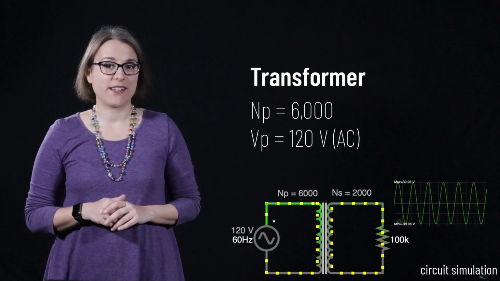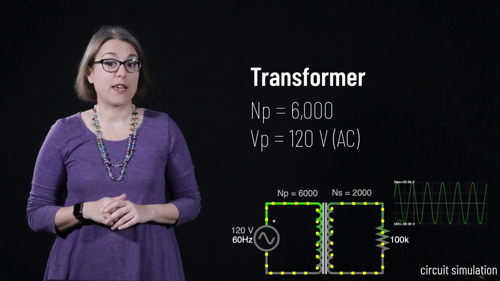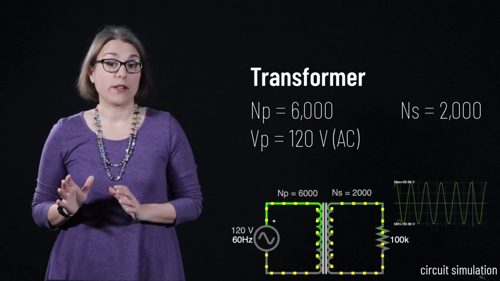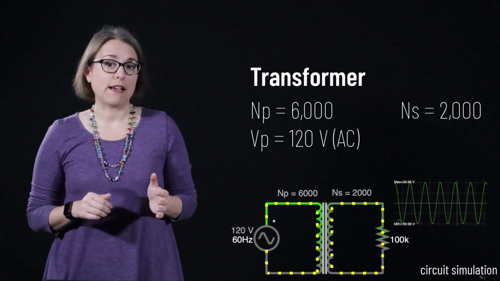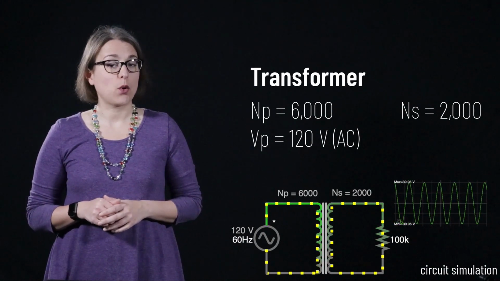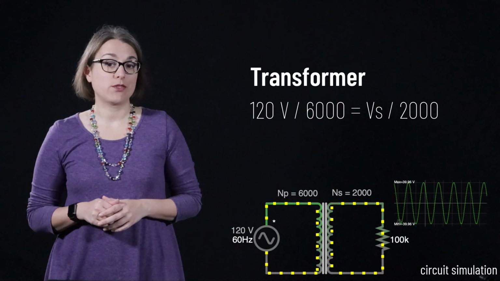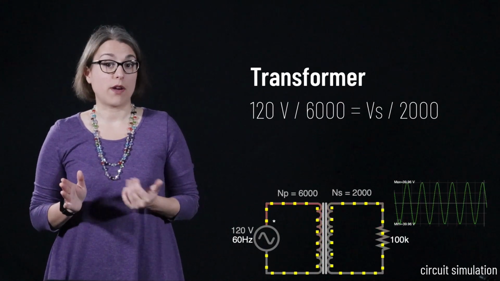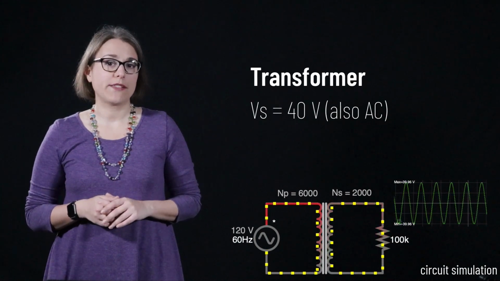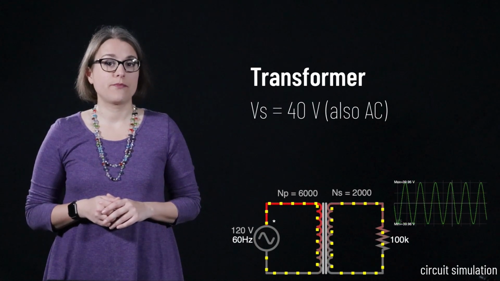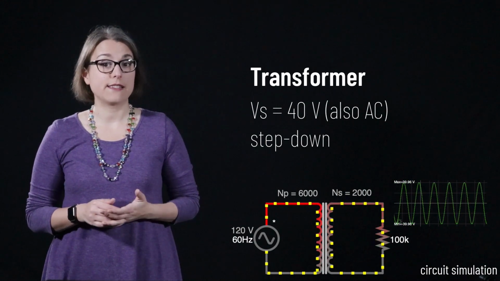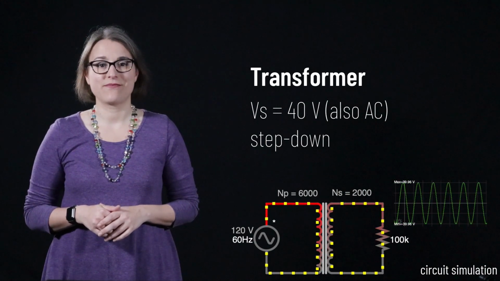Let's say a primary coil has 6,000 turns and is powered by a 120 volt AC source. If the secondary coil has 2,000 turns, we can calculate the induced voltage on the secondary coil. 120 volts divided by 6,000 equals Vs divided by 2,000. The voltage on the secondary will be 40 volts. This is a step-down transformer because the voltage on the secondary is less than the voltage on the primary.